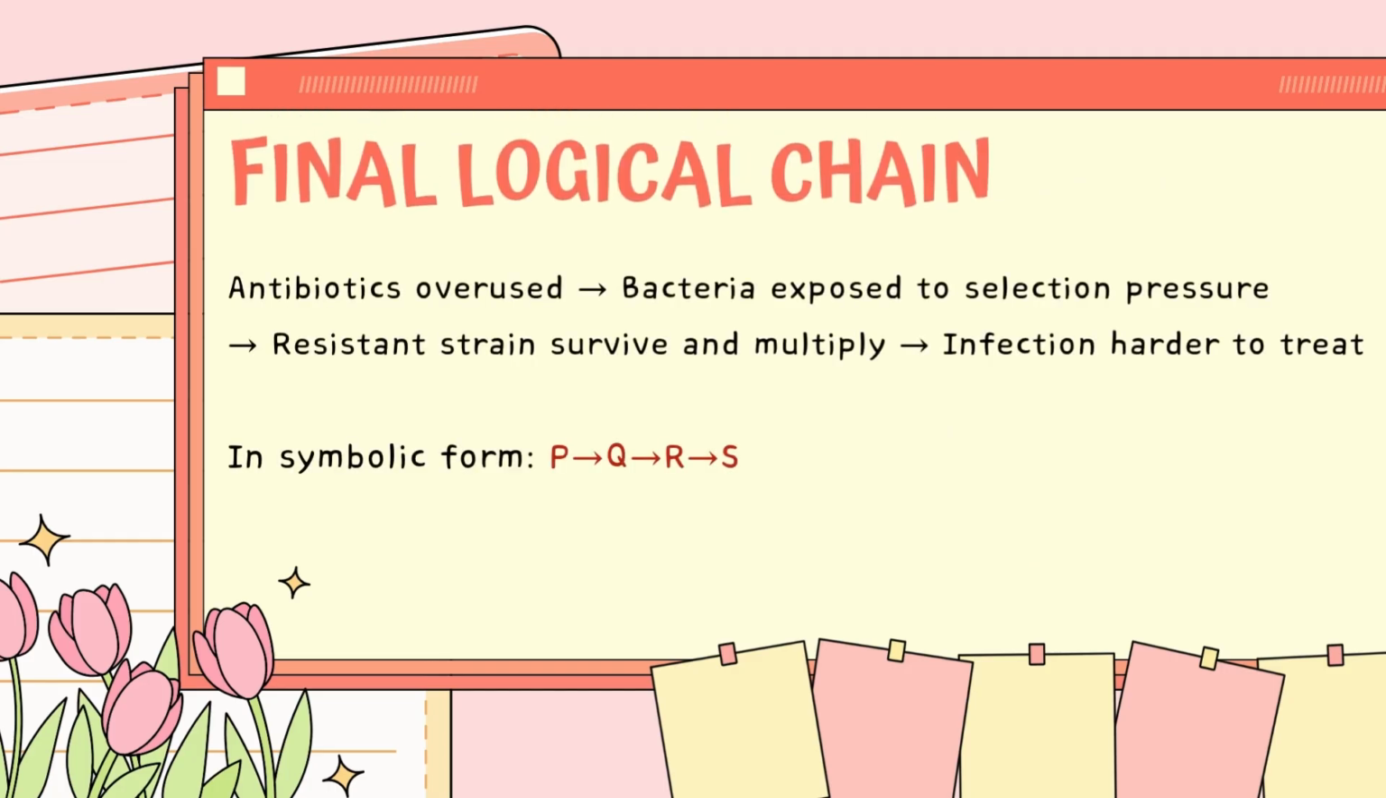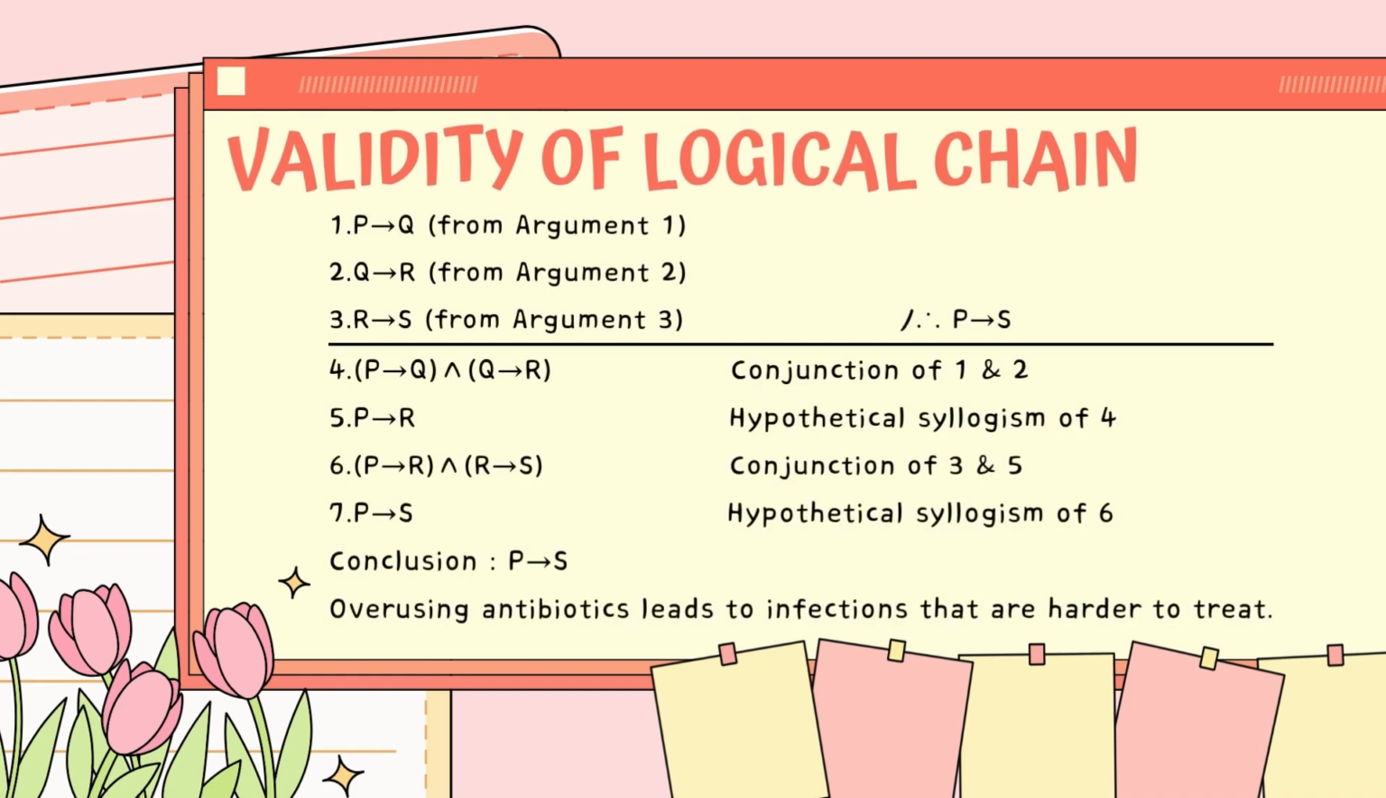Now, we will build the logical chain, which is antibiotic overuse will lead to bacteria exposed to selection pressure, and thus resistant strains survive and multiply, which makes infection harder to treat. In symbolic form, we will use P implies Q and Q implies R and R implies S. After we get the final logical chain, we need to prove its validity by using rules of deduction. The first three statements come from the three arguments, and the conclusion is our final logical chain.